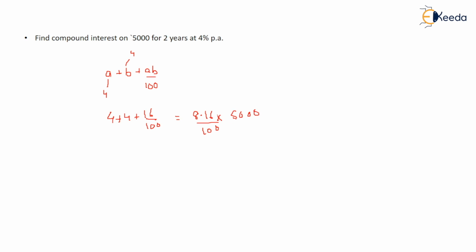So after solving this, what you get? You get 408. So 408 is the amount that a person will get after 2 years as compound interest. Very simple, by just applying this formula. Otherwise, what you have to do? 5,000 (1 + 4/100) to the power 2. After solving this, you will get the amount, and after again subtracting from this, you will get compound interest. By this method, you can get it within 20 seconds.